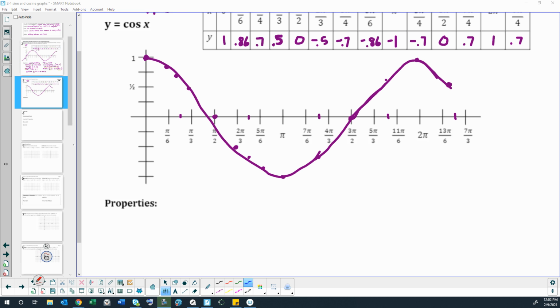All right, our properties for the cosine graph. First of all, let's talk about its symmetry. So this one has even symmetry.